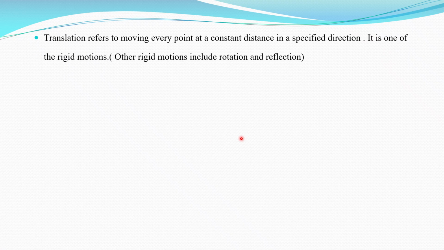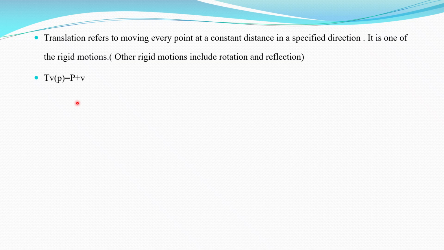Okay. So first we see translation, right? We learned in 2D transformation how translation works. Here it moves every point a constant distance in a specified direction. It is a rigid motion. Rigid motion means something changes, so in the manner of location we are changing. Rigid motions include rotation and reflection. Okay, the basic formula we know.